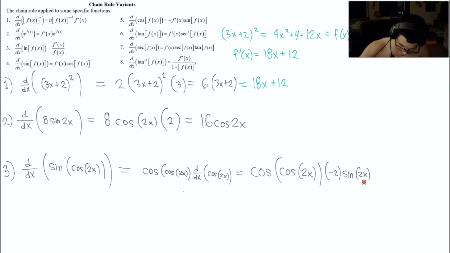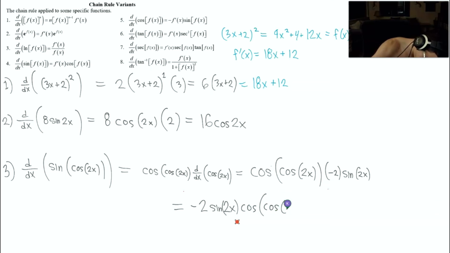There you go. If you want to make it look a little bit nicer, write it like this. Put the different terms, right? These are cosines, keep them together. Put the sign on the front. Make it look nicer. Right? Cosine 2x.